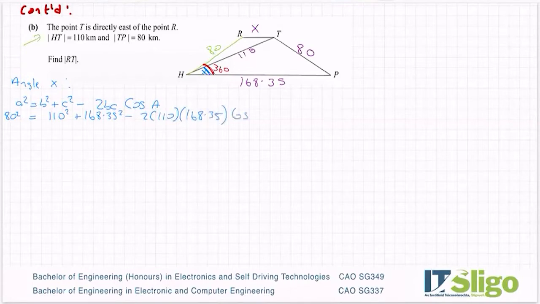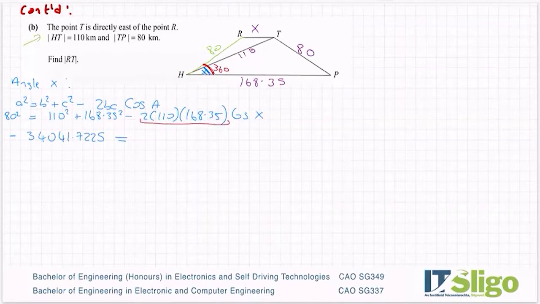168.35 cos of x. So what I'm going to do now is 80 squared minus 110 squared minus 168.35 squared. So I'm going to do that all in one go. Minus 168.35 squared. So I literally brought these over to the far side and subtracted them from the 80 squared. And I am getting minus 34041.7225 equals, so the next bit I'm going to work out is what these three are.